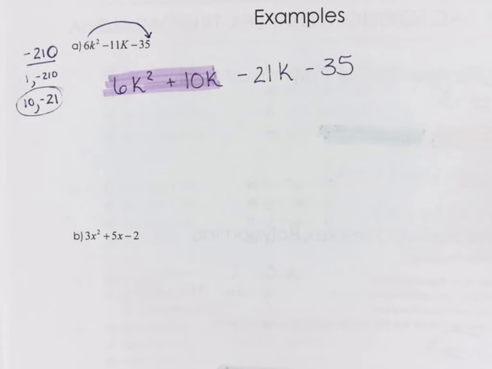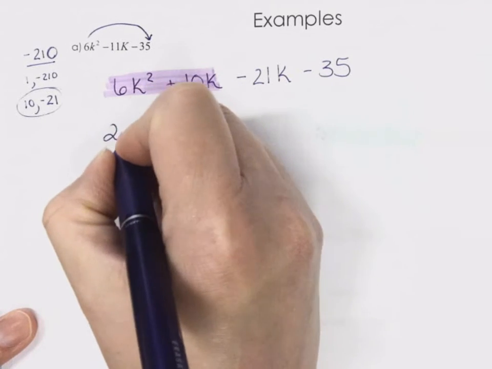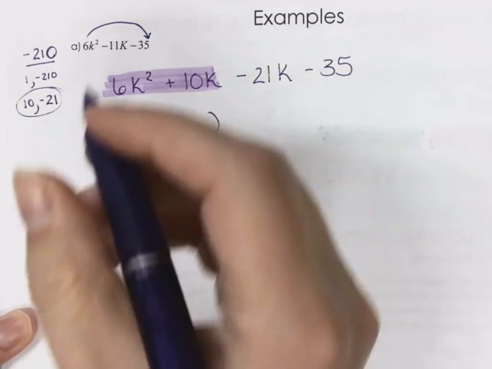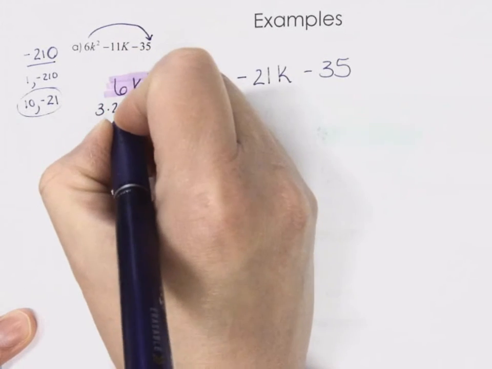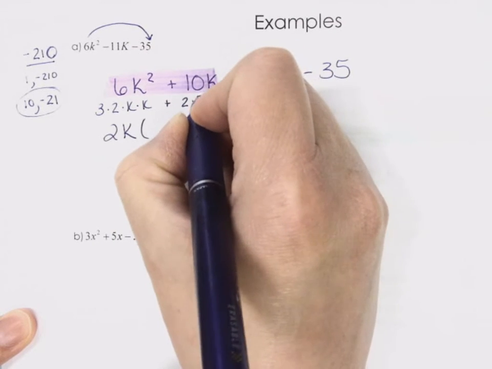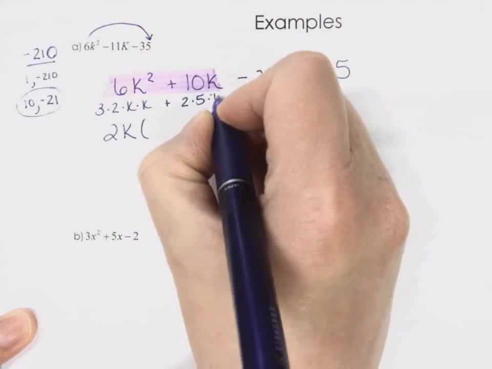No, not a 3. Okay. All right. So we're going to take a 2k out of there. So once you know what you're taking out, if you want to expand this, this would be 3 by 2k by k plus 2 times 5 by k.